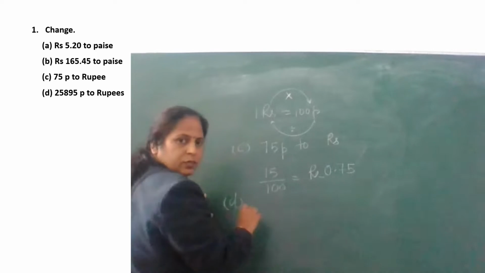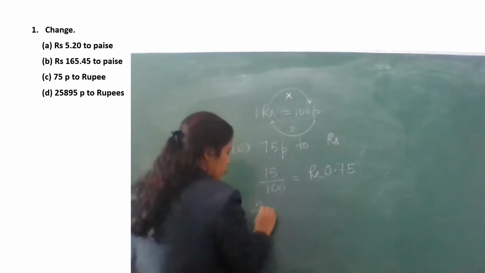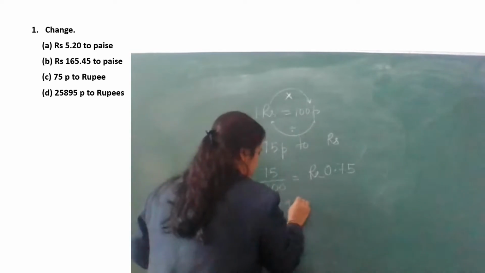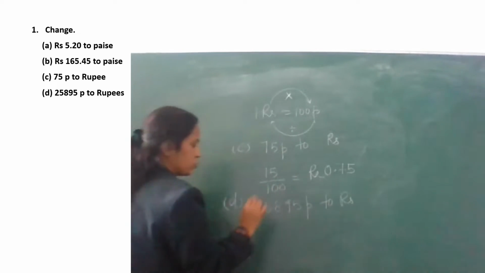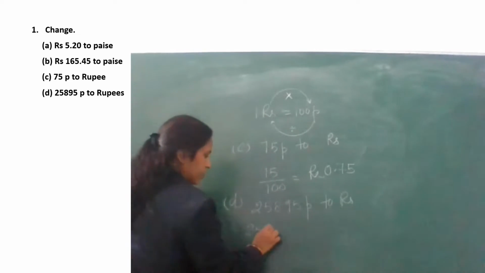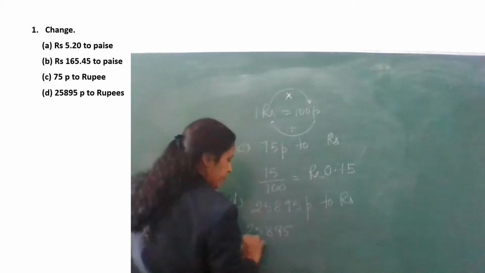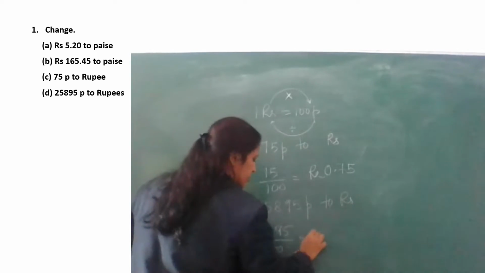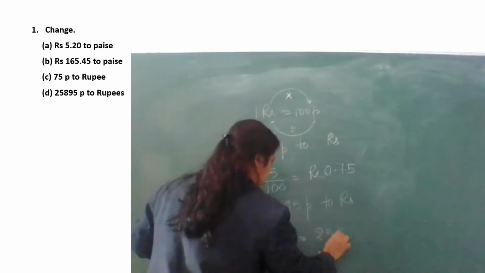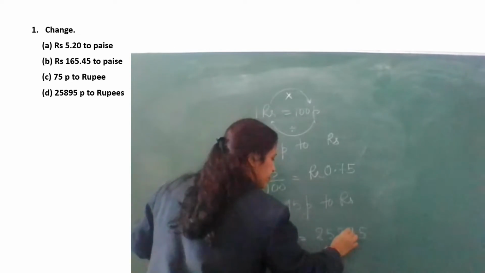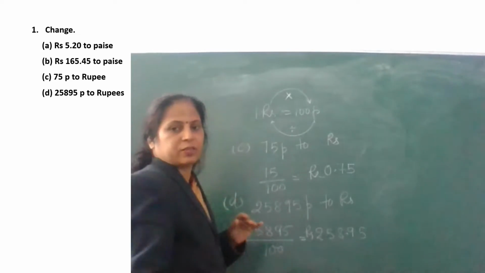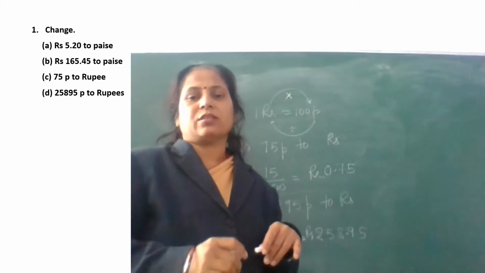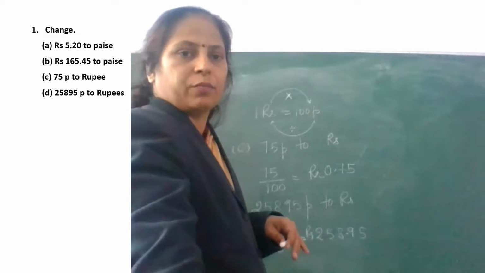Now the D part, 25895 paisa to rupees. Just do nothing. Divide by 100. And count two digits from the right hand side and put the point. So 1, 2. So now it has become 258 rupees 95 paisa. So children, in this way we will do the changes in money.